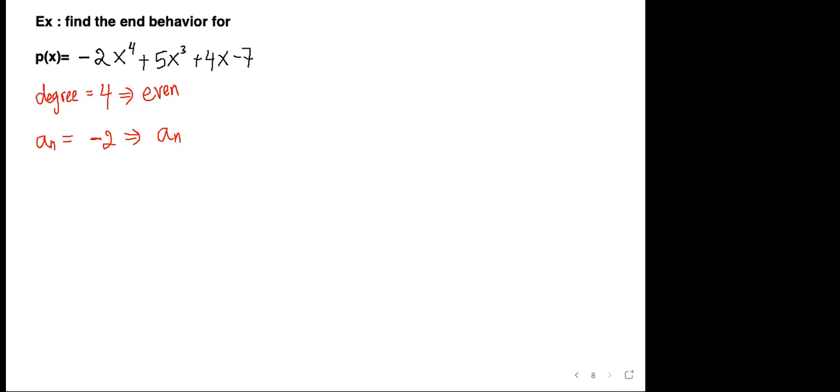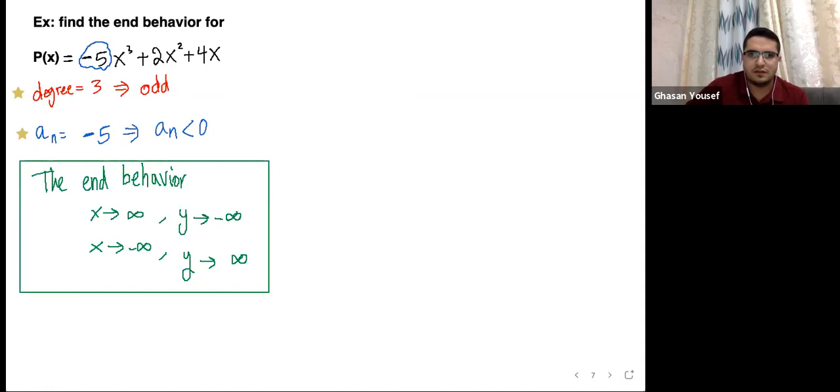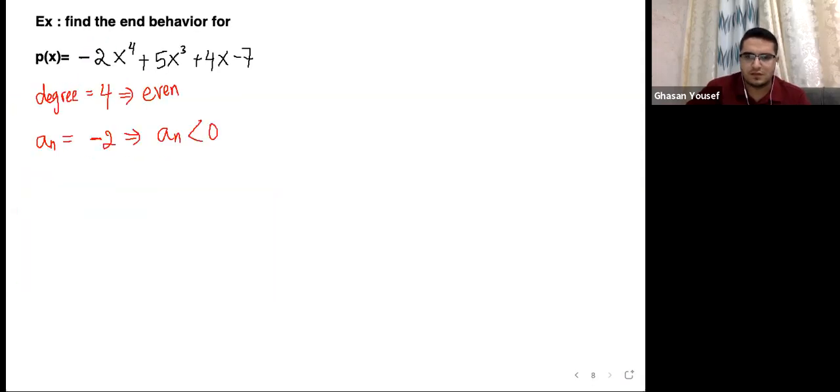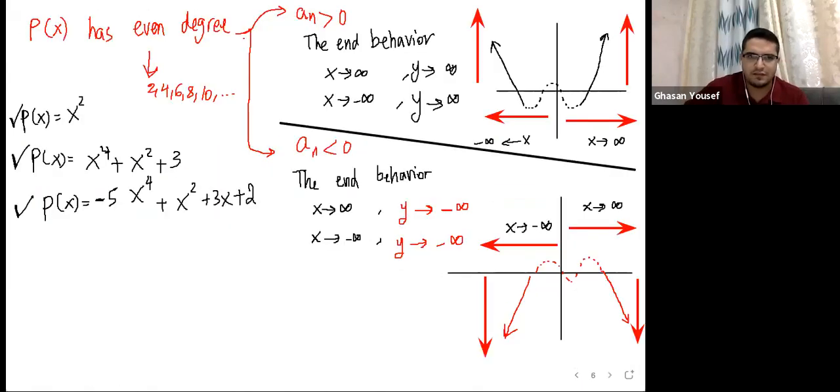Yes, it is negative. So its degree is even and it's negative. So even and negative. So suppose when x goes to infinity, the y goes to minus infinity. When x goes to minus infinity, the y goes to minus infinity.